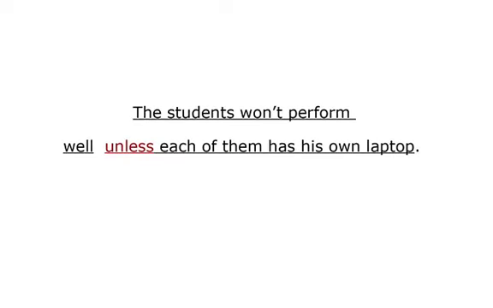Here's another example. The students won't perform well unless each of them has his own laptop. Here are the subjects, and here are the verbs. The students won't perform well is the independent clause, and unless each of them has his own laptop is the dependent clause.